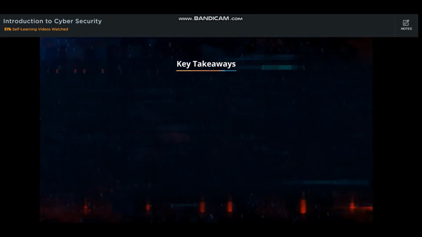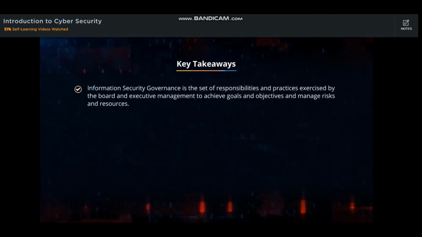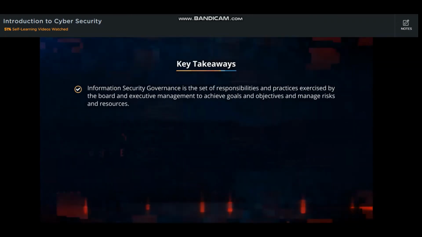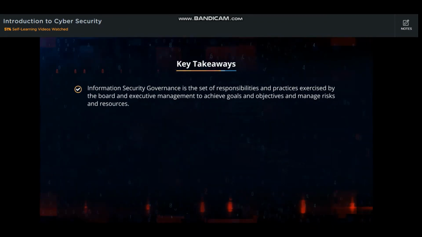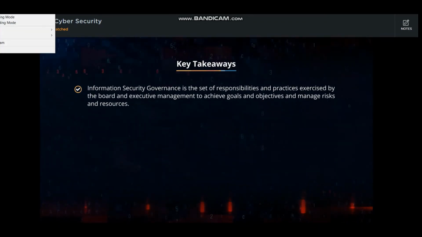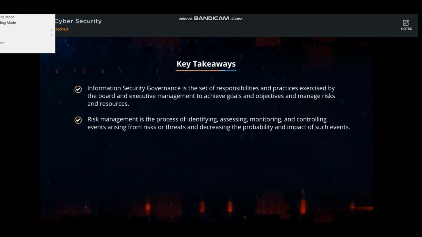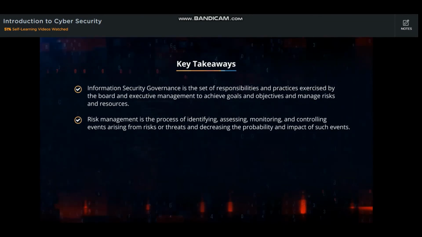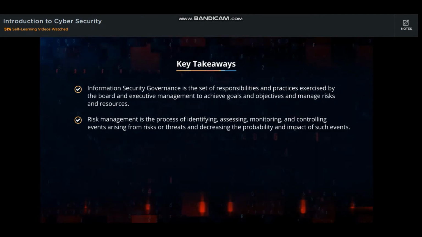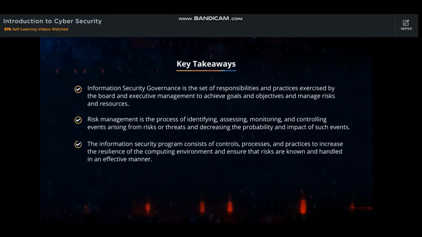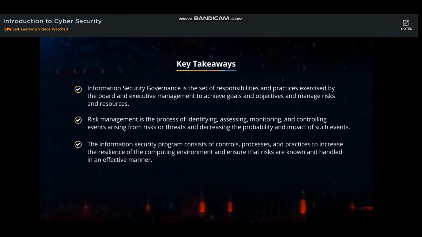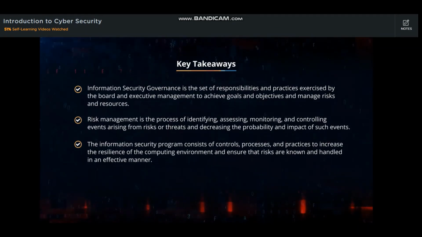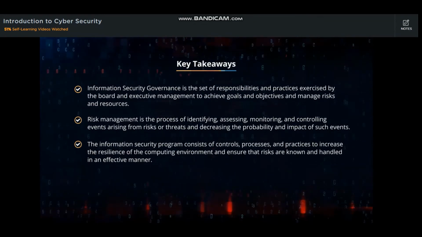Let us review some key points covered in this lesson. Information security governance is the set of responsibilities and practices exercised by the board and executive management to achieve goals and objectives and manage risks and resources. Risk management is the process of identifying, assessing, monitoring, and controlling events arising from risks or threats and decreasing the probability and impact of such events. And finally, the information security program consists of controls, processes, and practices to increase the resilience of the computing environment and ensure that risks are known and handled in an effective manner.